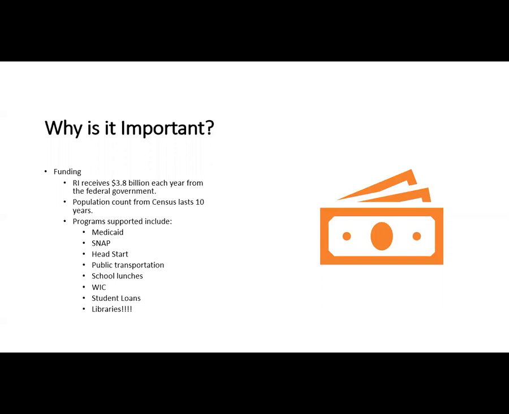Some of the federal programs that are supported with funding that is determined by the census include Medicaid, SNAP, Head Start, WIC, school lunches, and indirectly libraries. There's a federal formula through the Institute of Museum and Library Services, the IMLS, that is used to fund programs that OLIS does. So we receive money based on the population of Rhode Island. So it does affect you too, apart from as a citizen.